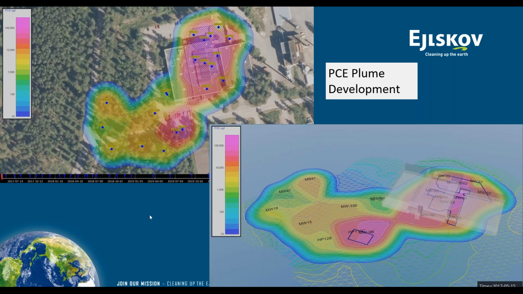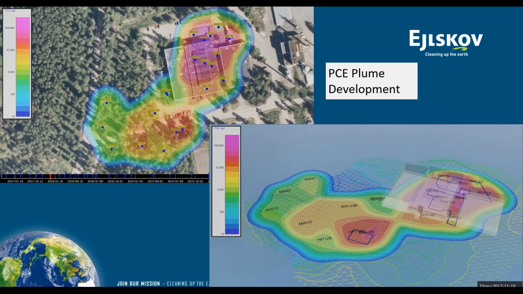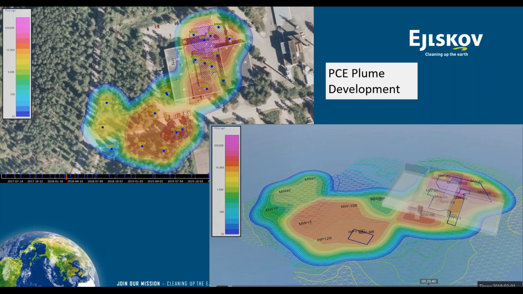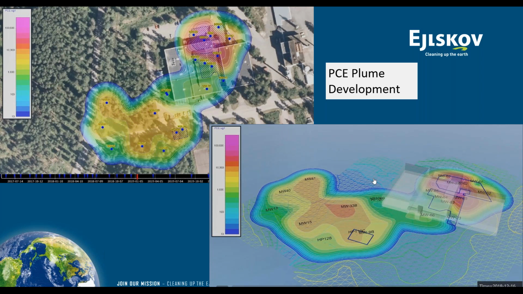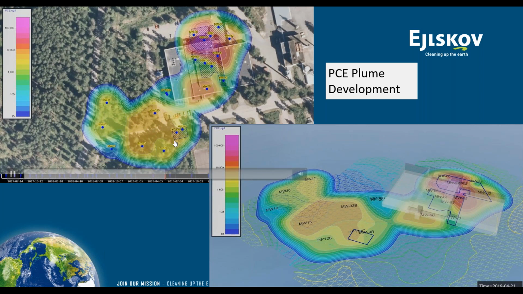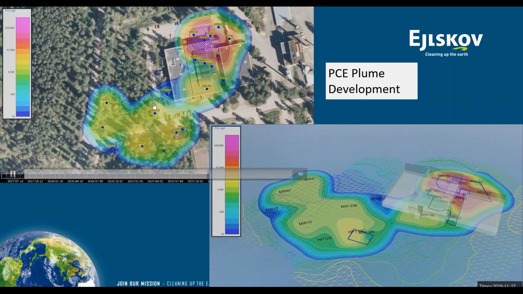So the first slide wants to just show the plume development of PCE over time, and we can see as the time bar goes along the implosion of the source area, and at the same time the reduction of the PCE concentration along the site boundary.